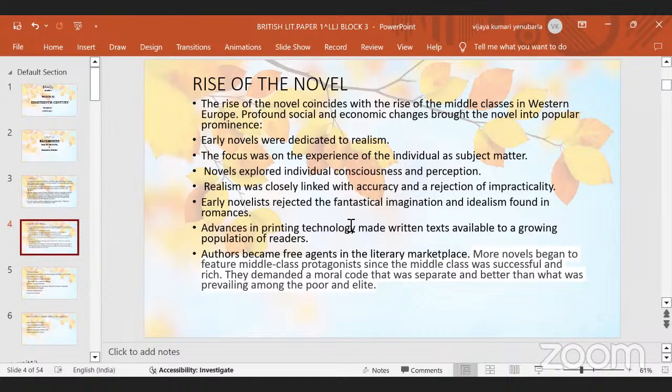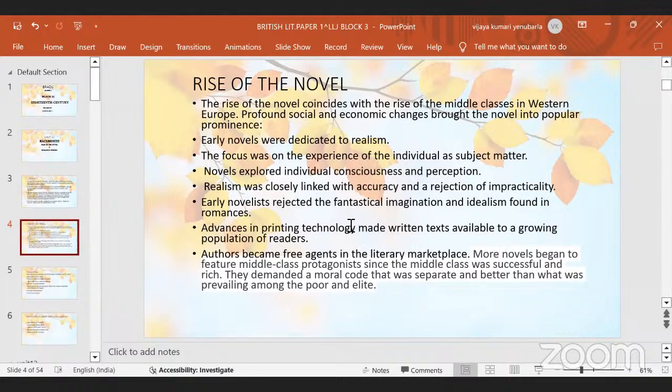Authors became free agents in the literary marketplace. Yes. Earlier, authors had to follow some set of rules. They had to work for a patron. But now it is not like that. Who became the patrons? Middle class people became the patrons.